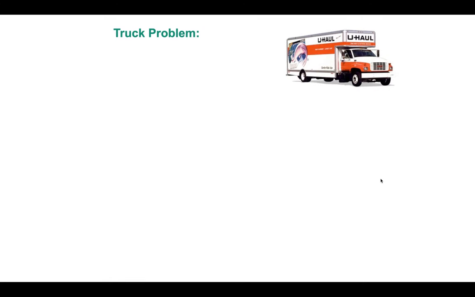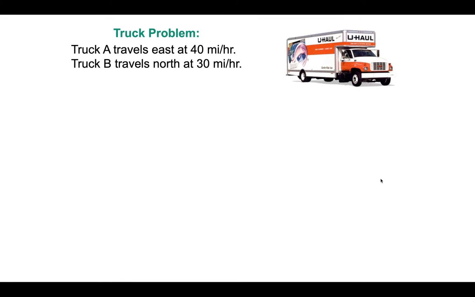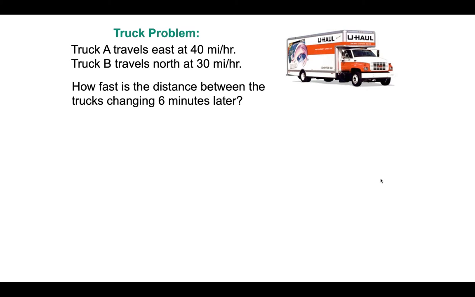All right, let's look at the truck problem. Truck A travels east at 40 miles per hour, and truck B travels north at 30 miles per hour. How fast is the distance between the trucks changing 6 minutes later?